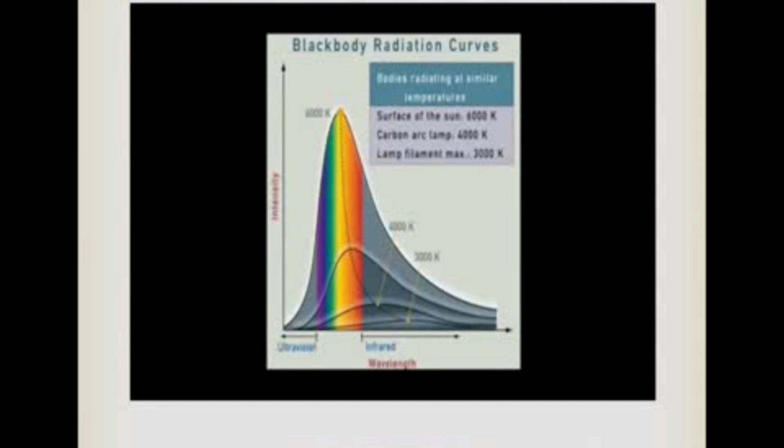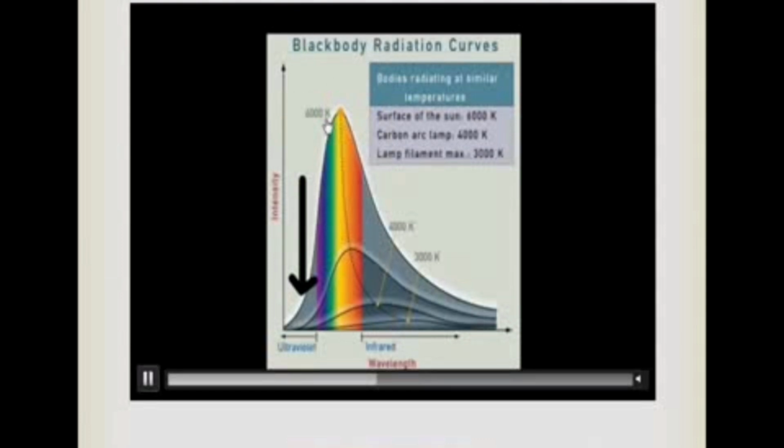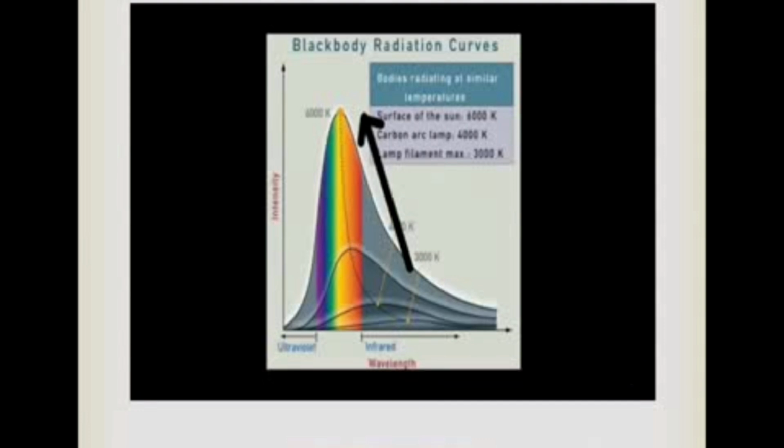When the body is white, it emits all the colors. White color means the maximum temperature, that is 6000 Kelvin. Here 4000 Kelvin and 3000 Kelvin are very low temperatures, and at those temperatures the intensity is very low. But when the temperature increases, the intensity of the light also increases.